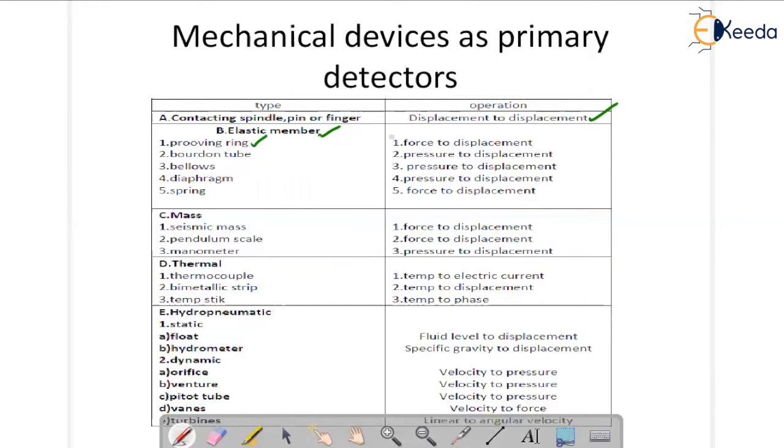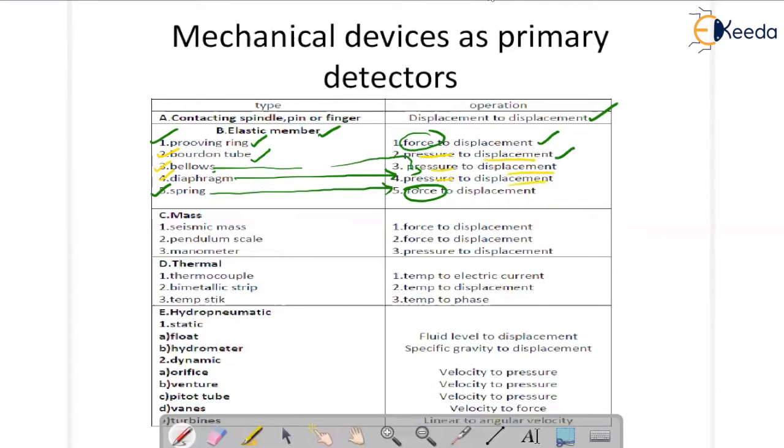One is the proving ring, which converts force to displacement, and the Bourdon tube, pressure to displacement. Bellows, pressure to displacement. Diaphragm, pressure to displacement. Spring, force to displacement. In this you can see there are two devices which convert force to displacement, that means their inputs are forces and the outputs are displacements: the proving ring and the spring. And the rest of them, Bourdon, bellows, diaphragm, these three convert pressures to displacements.